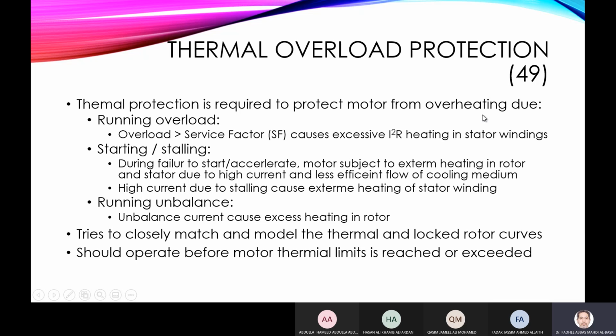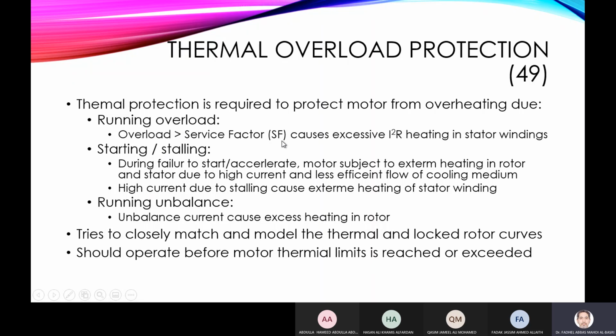Thermal overload protection provides protection from overheating of the stator and rotor windings, or if it is a squirrel cage, we also want to prevent overheating in the rotor. So during running, we have some situations of overload while the motor is running. Normally, an overload condition is considered when the load is higher than the service factor times the full load current.